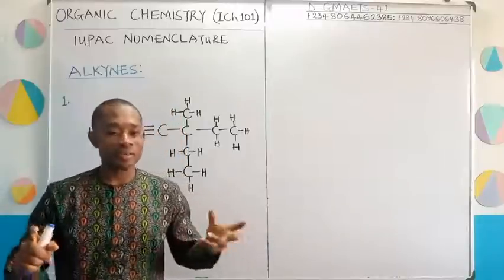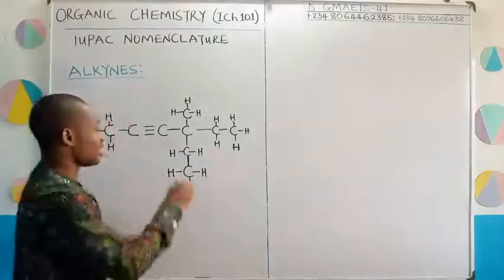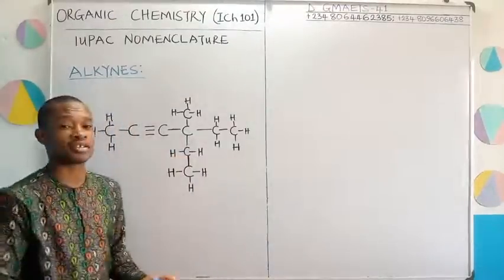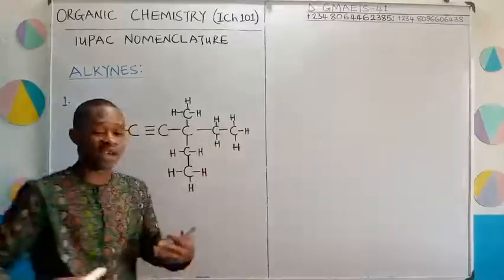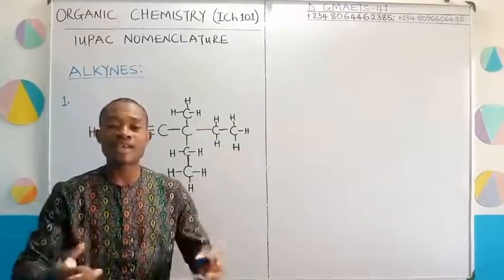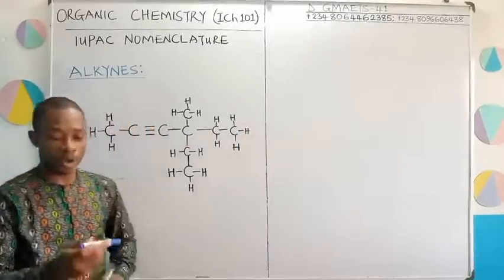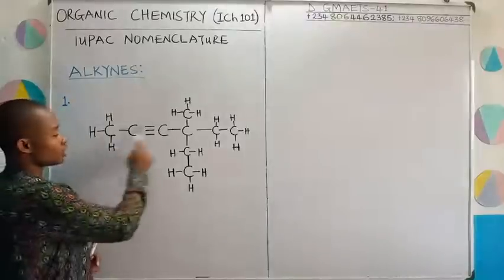I've said this before now. But this time around, I'd like to do something else. I'd like to take this branch as the longest and treat the others as attachments. Like I stated in previous classes, you will still get the same name even though you decide to take the straight chain as the parent chain. So in this case, I like to take this.